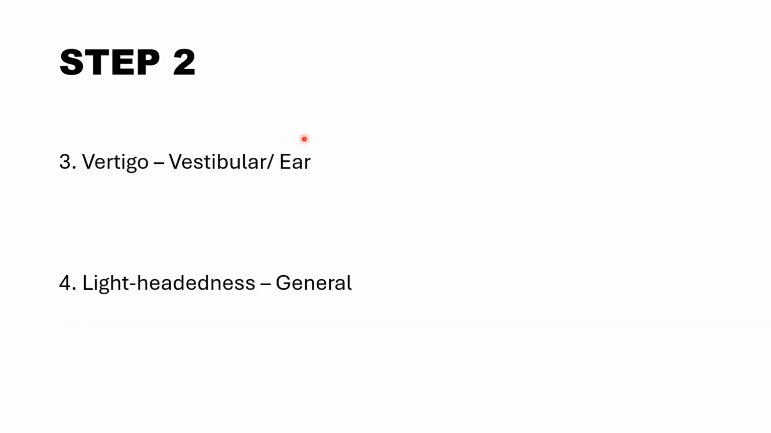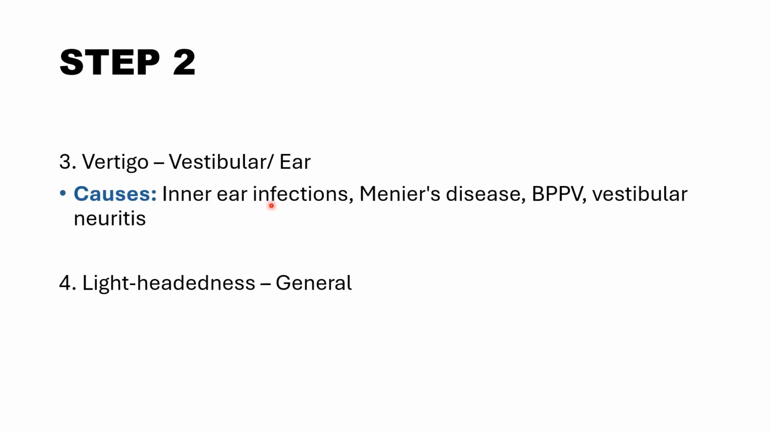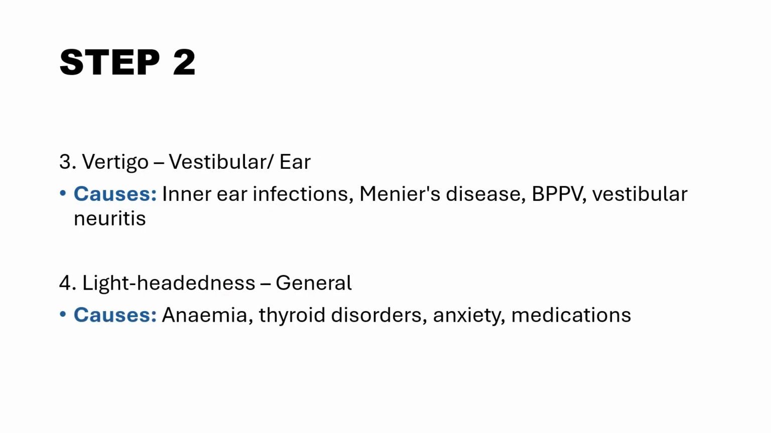Vertigo usually means that there is some problem in the vestibular system, that is our ear. The causes would be any inner ear infection, Meniere's disease, benign positional vertigo, or vestibular neuritis. And lightheadedness means some general causes, such as anemia, thyroid disorders, anxiety, medications.